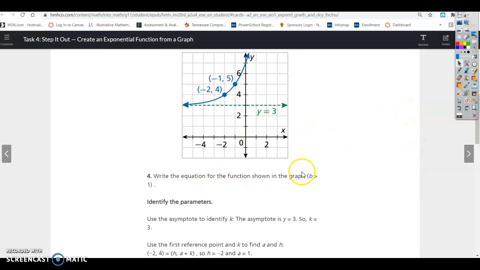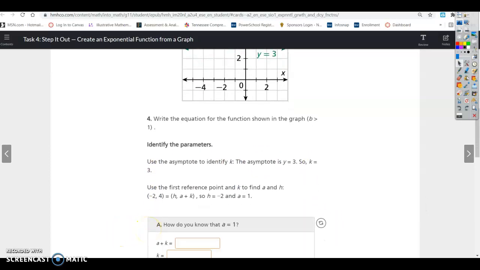The first thing you can see is that a is positive because this is exponential growth. The function is going up instead of down, so we know b is greater than 1. And it also says identify the parameters. k is going to come from your asymptote. Since y equals 3 is your asymptote, that means our k value has been shifted up 3 units. So k is 3.